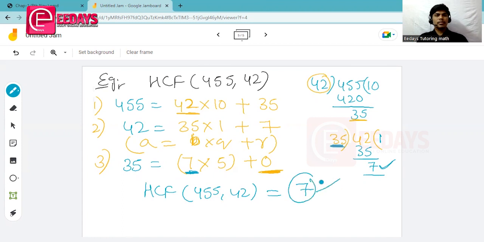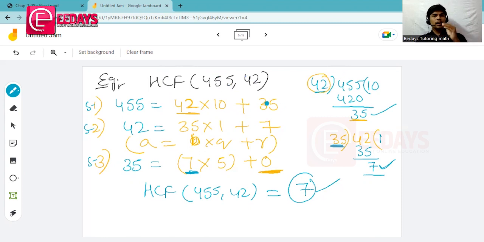I will explain each and every step. This is step 1, this is step 2, this is step 3. After doing the 3 steps, we'll get HCF as 7. See, first for 455 and 42 they gave, you can do the normal division. So we'll get 35 as the remainder and 42 as the divisor. Okay. So you just write the format like this, and 35 is the remainder.